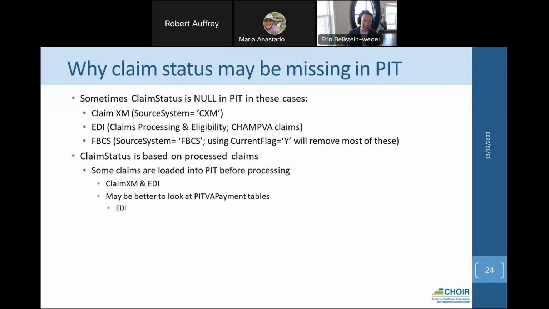But for EDI, it's a little bit more complicated. If you want to really only include paid, accepted claims, you might want to look in the PIT VA payment tables, which I don't really ever use. But if you want those claims and you only want to include the paid ones, that's where you should look. But there is no direct link between PIT claim and the PIT VA payment tables. So it's a little bit of a challenge, but it's something to be aware of, especially if you've decided to dedupe by that paid, accepted, and approved claim status.